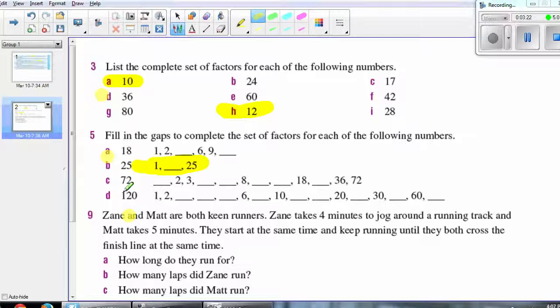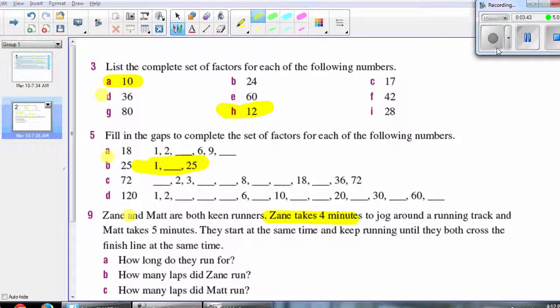Let's do a problem solving question. So question 9, Zane and Matt are both keen runners. Zane takes 4 minutes to jog around a running track and Matt takes 5 minutes. They start at the same time and keep running until they both cross the finish line at the same time. How long do they run for?